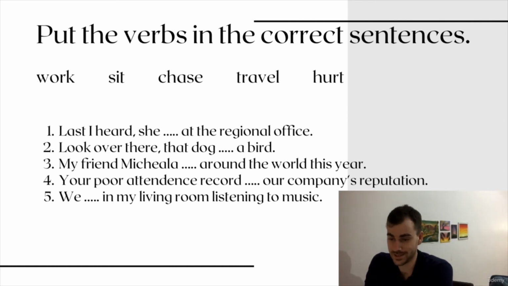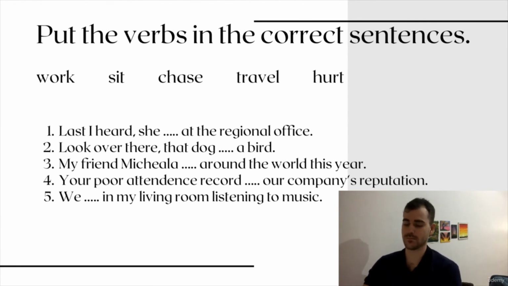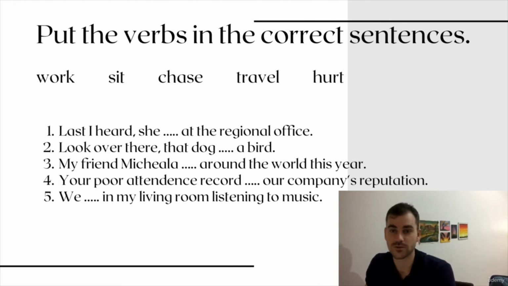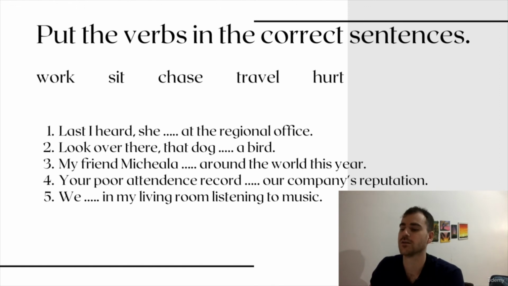This is fill in the blanks. Read the verbs and put them into the correct sentence in the proper form, the past continuous form. Okay, I'm going to read the answers for you. Last I heard, she was working at the regional office. Look over there, that dog was chasing a bird. My friend Michaela was traveling around the world this year. Your poor attendance record was hurting our company's reputation. We were sitting in my living room listening to music.